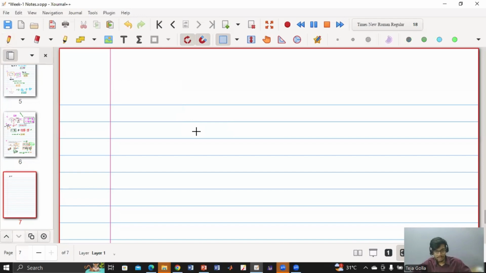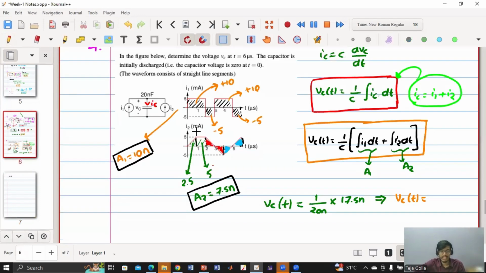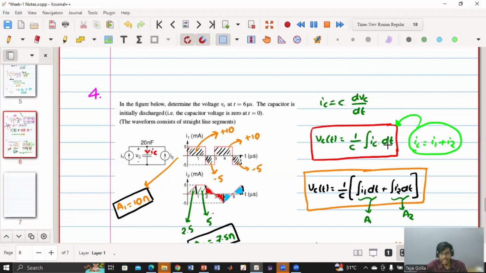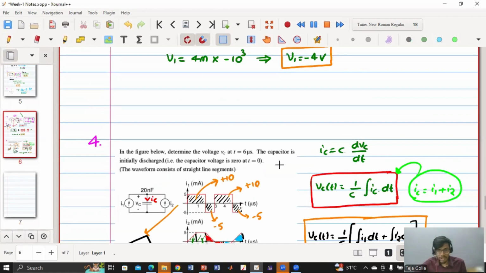But if they have asked something like integration, then you have to do the integration. So first you have to always write this expression. So here we have done Vc of t is equals to 1 by c into integral ic dt, right? And there is some previous value of this as well. So now in that question also you can do something like this.